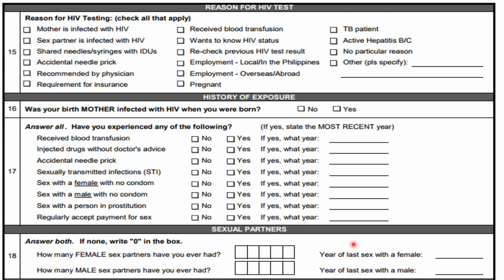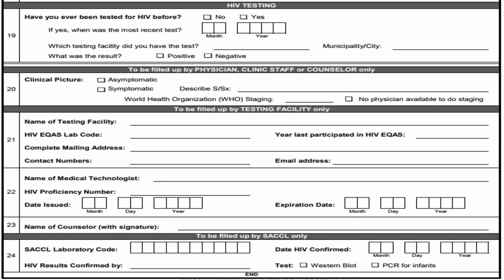Right. How many male sex partners have you ever had? Okay. Last year. Bakit kailangan ito? For contact tracing nga eh. Okay. Dito ako nagugulat sa part na ito, 'pag nagka-counsel. Medyo surprisingly ang mga numbers, even the age nakaka-surprise, okay?